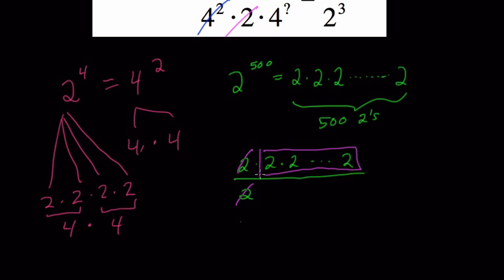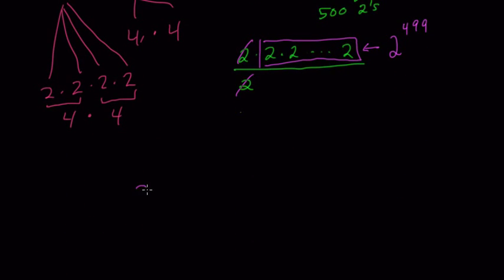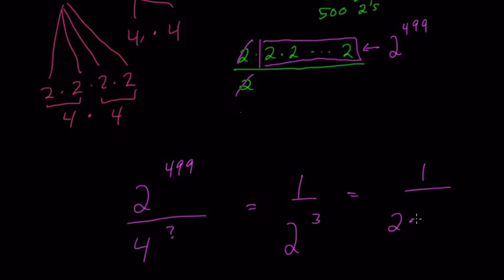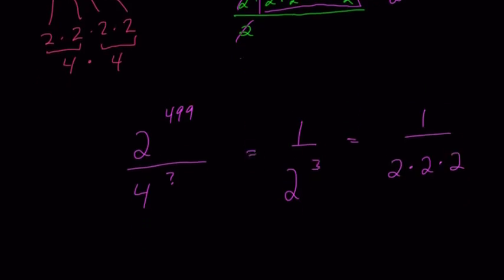So when these two 2's cancel out, how many 2's are left over? Well, there are 500 to begin with, one canceled out. Now we have 2 to the 499th power. If you think about this strategically, what we have is 2 to the 499th over 4 to the something, and we should get 1 over 2 to the third. Well, 2 to the third means you get 1 over 2 times 2 times 2. In other words, what you should set up for a power of 4 is a power so that there are basically 3 2's left over when you divide this thing out. How do we do that?